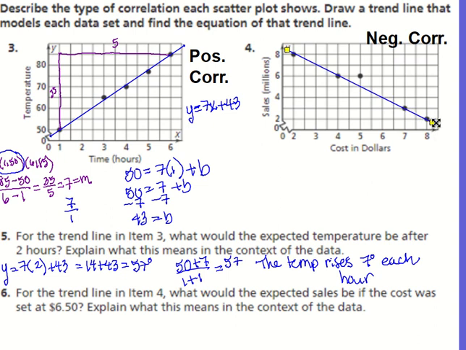I'd say that's a pretty good line of best fit. It's hitting almost all of my dots, and I only have one randomly floating. So that's actually a pretty good line of best fit. We would almost consider this kind of like an outlier.